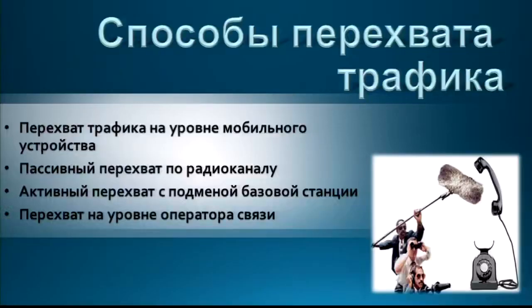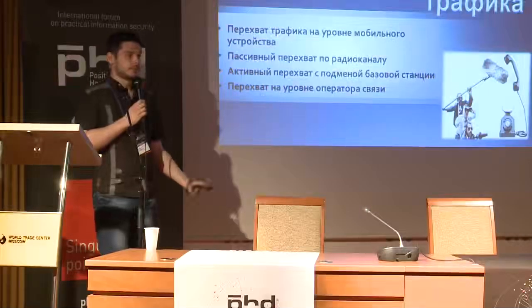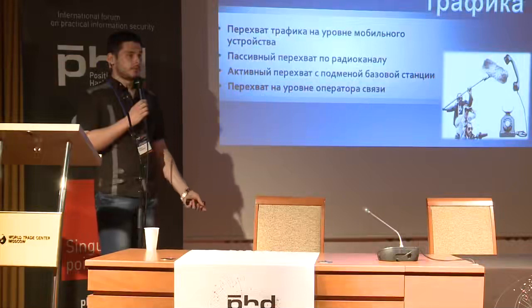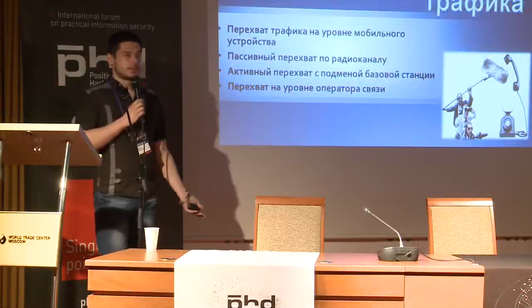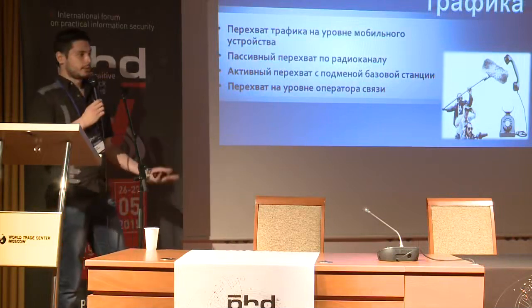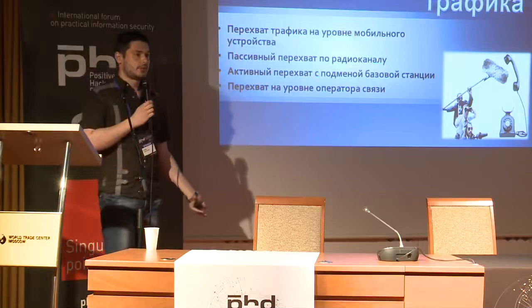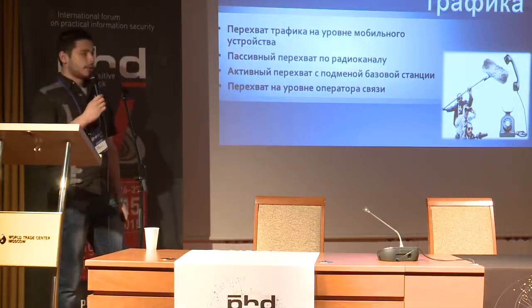Active interception with base stations. It differs from passive in that there's an influence on the communication interface between receiving and transmitting devices. So the same fake BTS: the fraudster acts as a base station, and he can receive all necessary information that he needs.